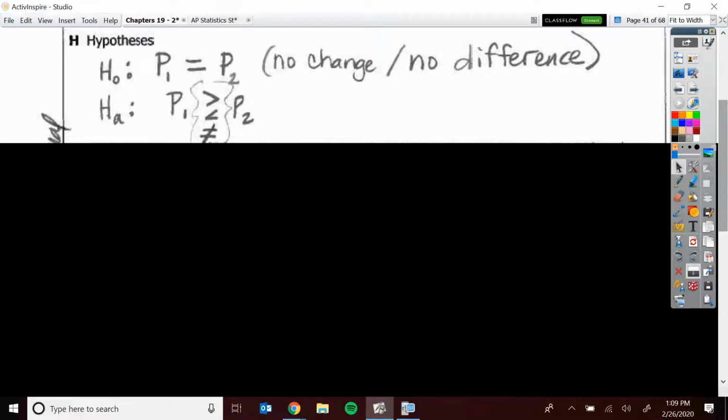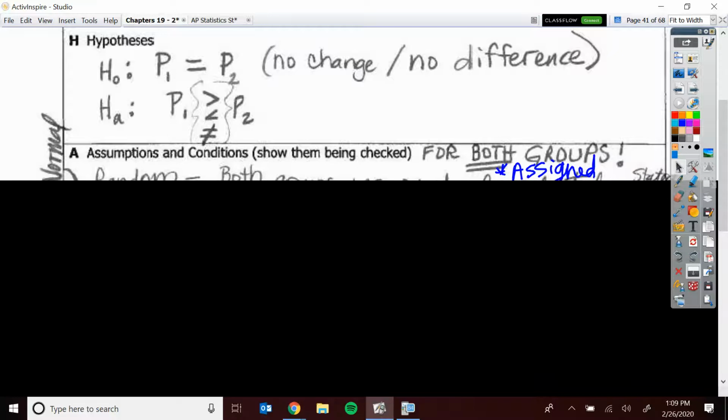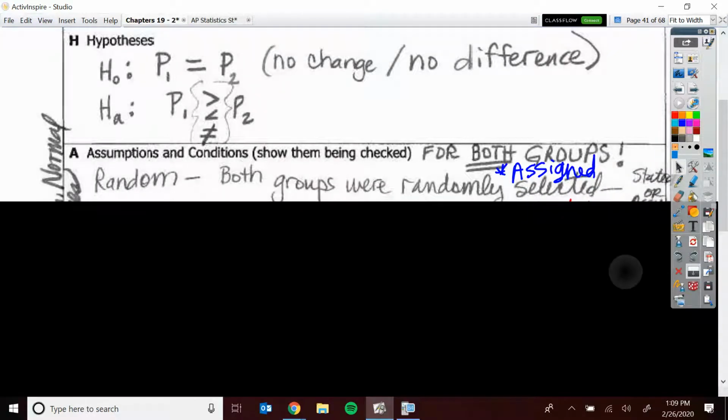First condition, or assumption, we're saying these need to happen: random. You have to state both groups are randomly selected, or if it's an experiment and you have treatment groups, then you don't say randomly selected, you say randomly assigned. Okay. So put that in there because I didn't have it written there. Randomly assigned if it's an experiment.